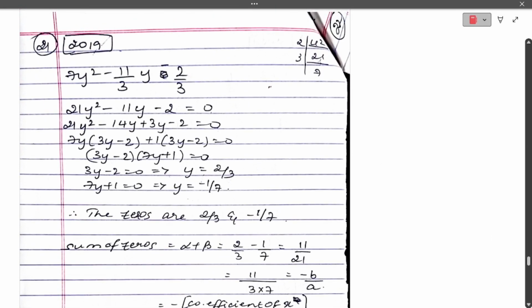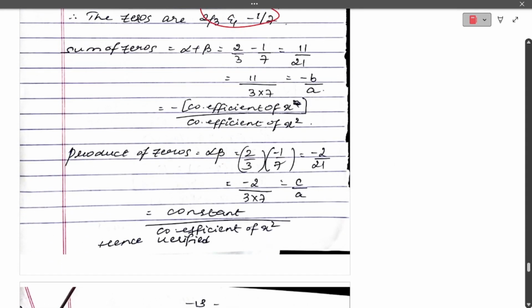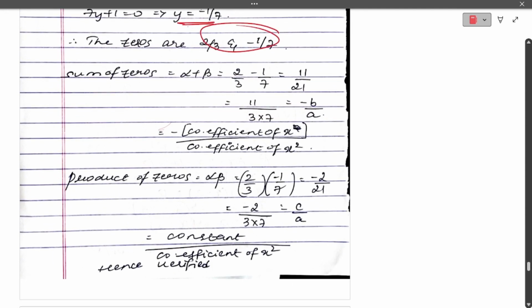Then we have question number 21. Okay, the question which was changed. 7y square minus 11 by 3y minus 2 by 3. What you will be doing here is you will multiply the entire equation by 3. So you will get a value. Simplify this quadratic polynomial. You will get the value of y. Then you will find the zeros. After you find out the zeros, you will just verify if the sum is verified and the product is verified. This was taught in the class. This was asked for 2 marks.